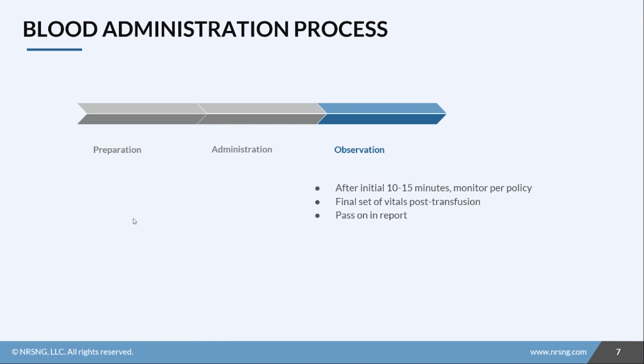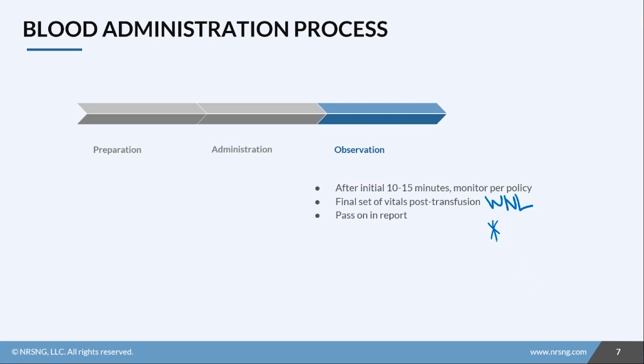Now we enter the observation process. So after the initial 10 to 15 minutes, we're monitoring our patient's vital signs per policy like we just talked about, and then the blood administration period is over and we need to get a final set of vital signs. So we want these to be within normal limits.